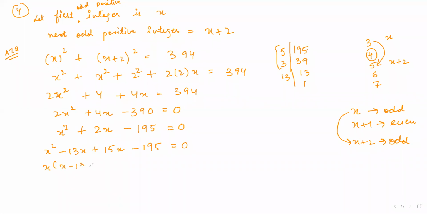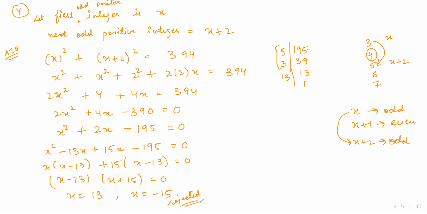So x minus 13 and plus 15 common. So x minus of 13 into x plus 15 is equal to 0, right? So x is equal to 13 and x is equal to minus of 15, right? Yes, this value is rejected. Why? Because we want positive odd integers according to the question, right? Yes, ma'am. So minus 15 is not positive, so we reject this value.